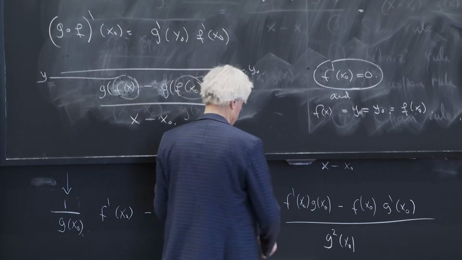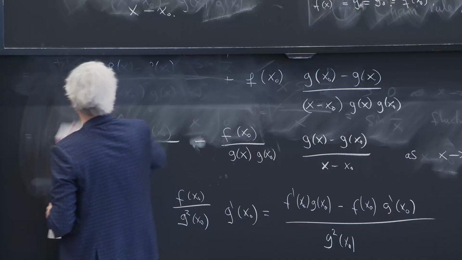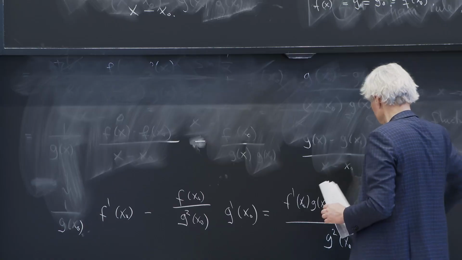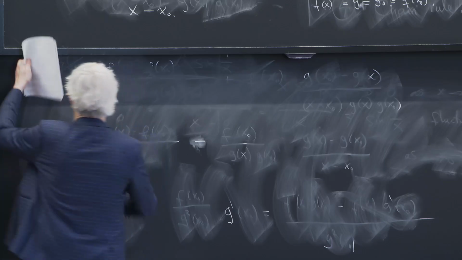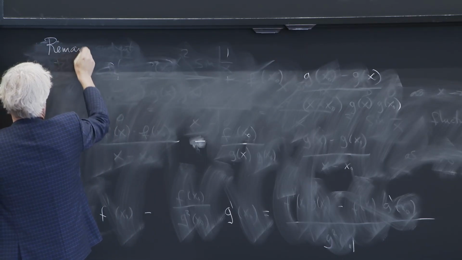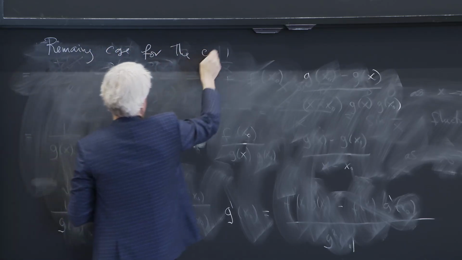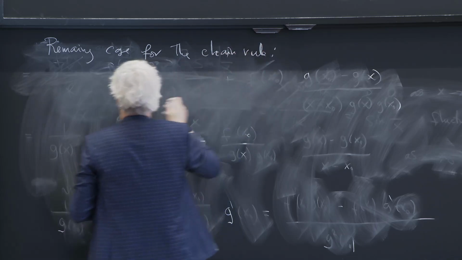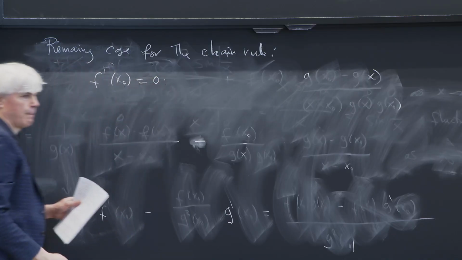So the only case we're left with that we haven't dealt with is, first of all, where the derivative, so let's see, let me just write down here clearly. The remaining case for the chain rule. So the remaining case is that the derivative at x0 is 0, right?